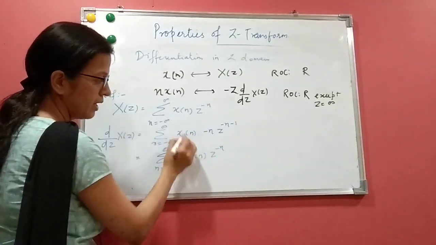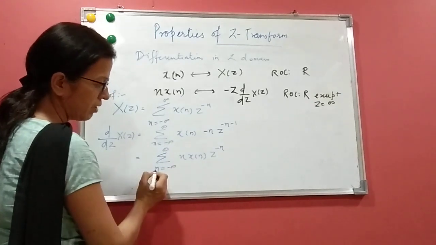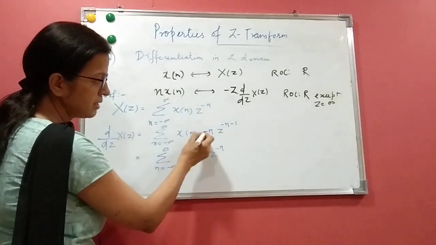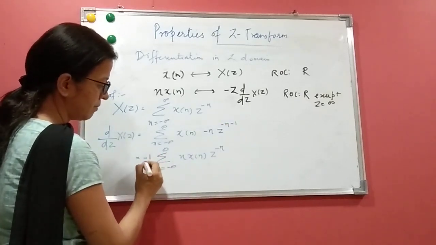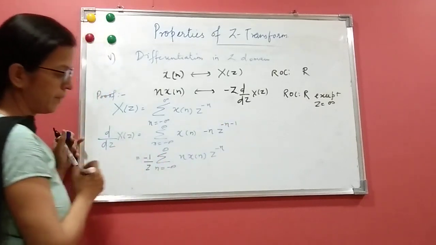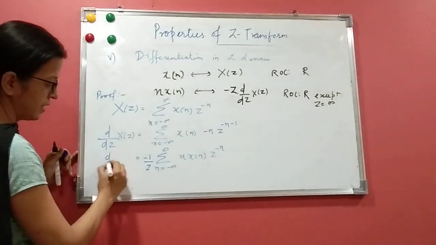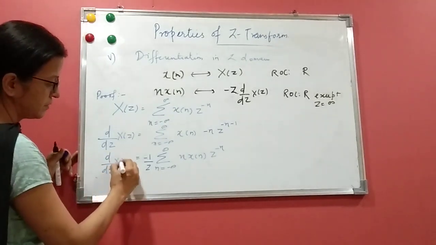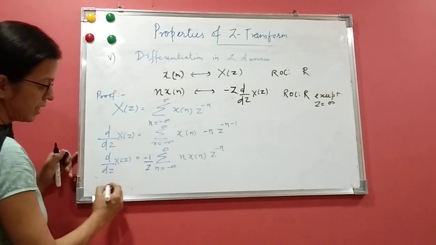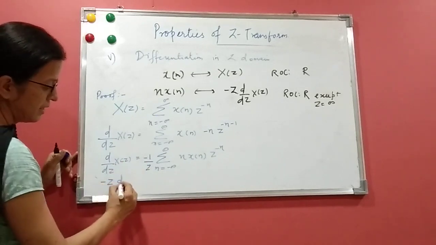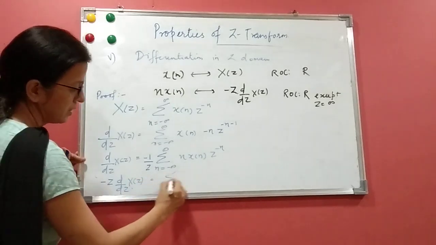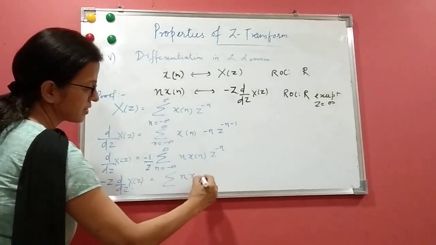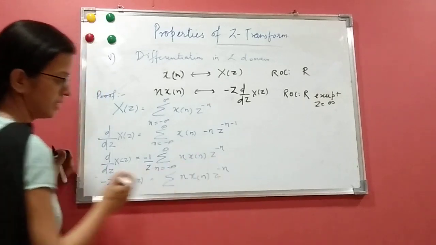I have taken n and x of n here because they depend on n. What is extra here? Minus z raised to minus 1, so I am writing minus 1 upon z. That is d by dz of x of z equals minus 1 upon z times the summation. Now if I take it to this side, it will be minus z d by dz of x of z equals the summation of n x of n z raised to minus n.